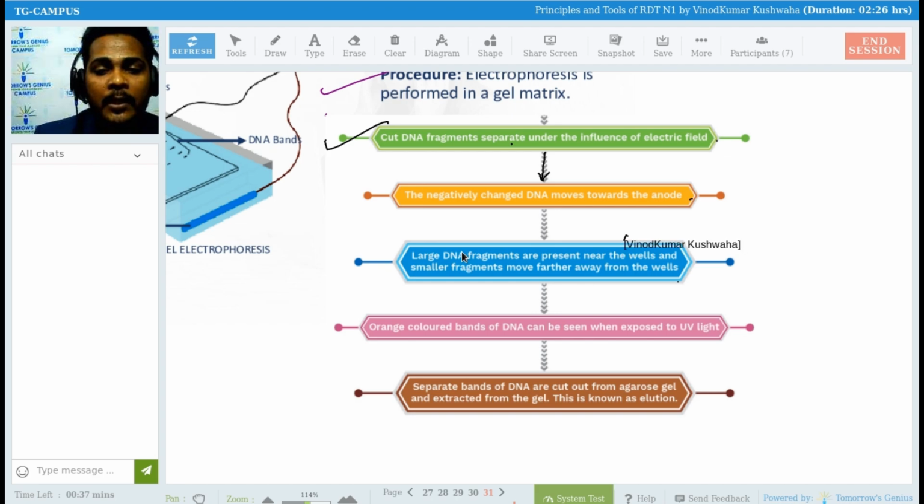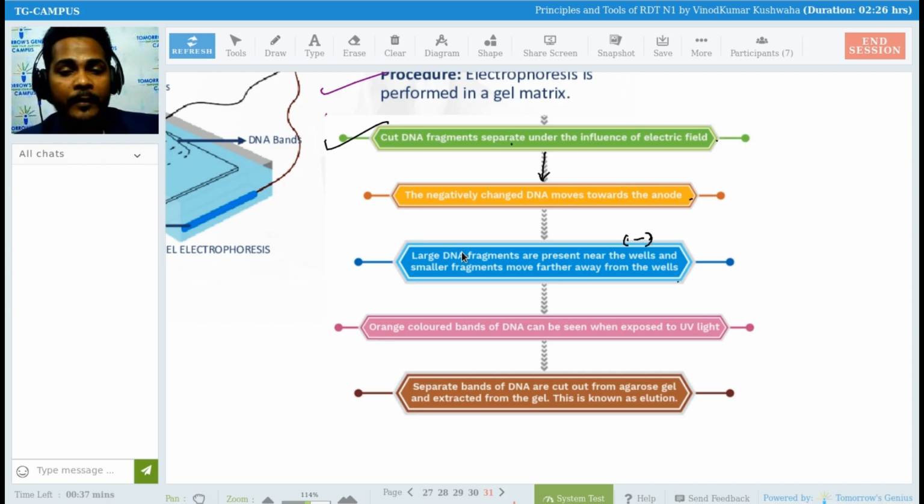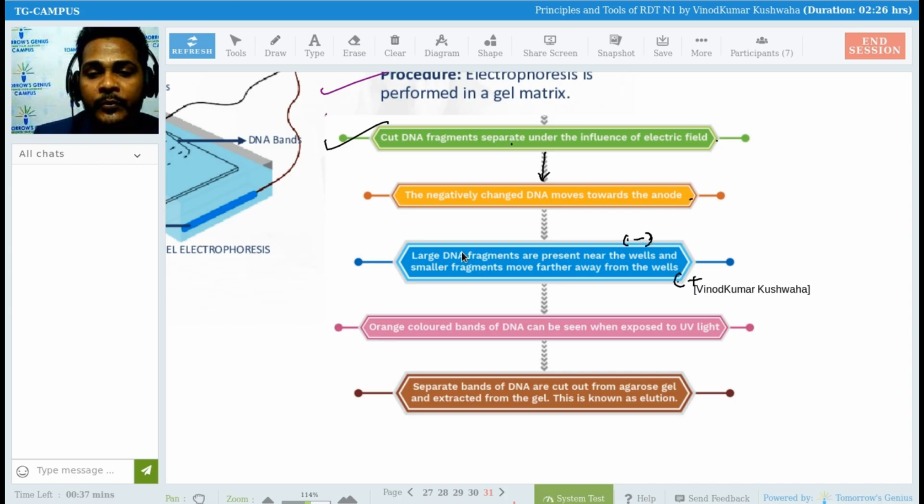Those near the well, at the loading end, carry a negative charge, and they move away from the well toward the positive charge. So the DNA present at the anode side has low molecular size, while the DNA near the well has high molecular weight. Clear? Now the orange color band of DNA can be seen when exposed to UV light.